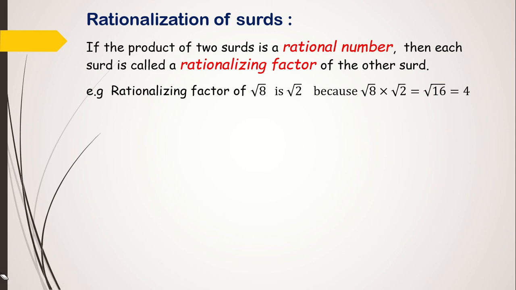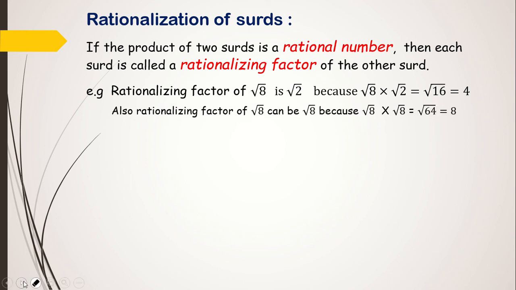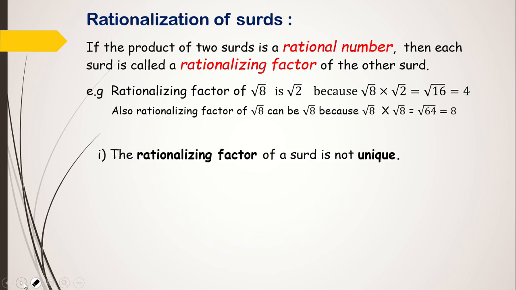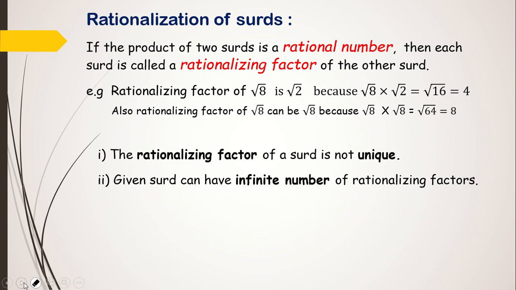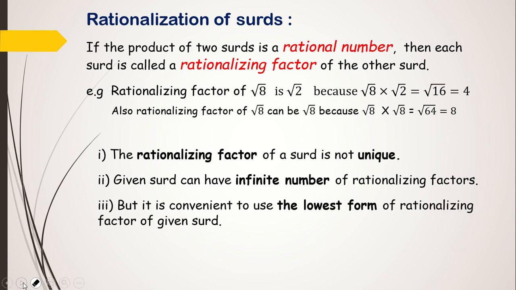Now, this rationalizing factor is not unique. There may be infinitely many such rationalizing factors. It may not be a unique number. See, the rationalizing factor of root 8 can be root 8 also, because when you multiply root 8 with root 8, you still get a rational number. So that is what we mean by rationalizing factor. The rationalizing factor of a surd is not unique. A given surd can have an infinite number of rationalizing factors, but it is convenient to use the lowest form of rationalizing factor of a given surd.